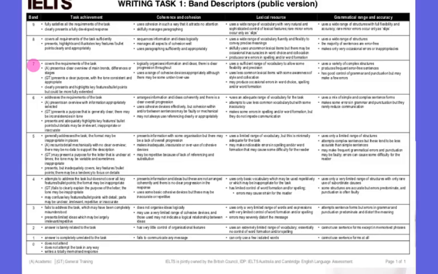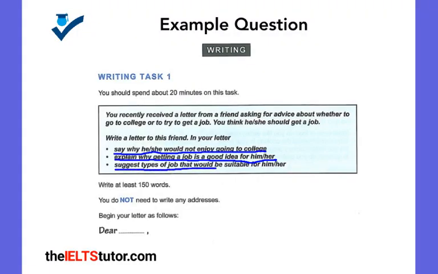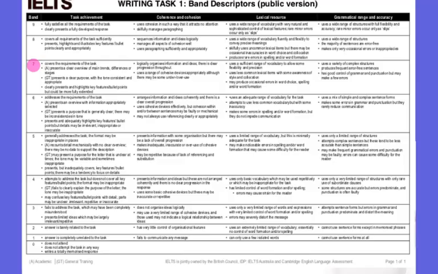Again, suggest types of jobs that would be suitable for. It's almost to the point of copying from the task. So this letter runs the risk of losing marks for copying words from the task wholesale. So that would be like 10 words copied. So if you have written exactly 150 words and you've copied 10 words and maybe more, about 30, let's say 30 words have been copied from the task and placed onto your letter like this.